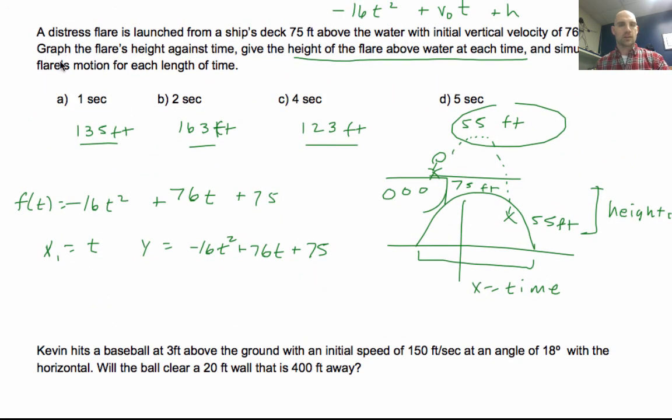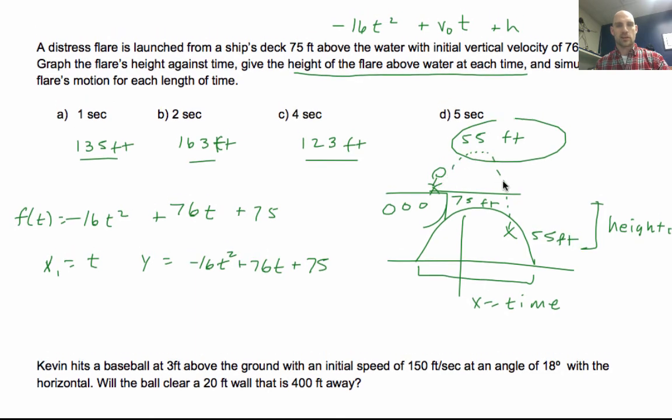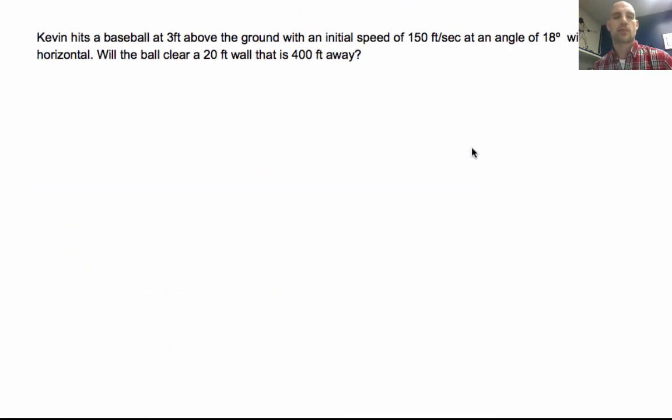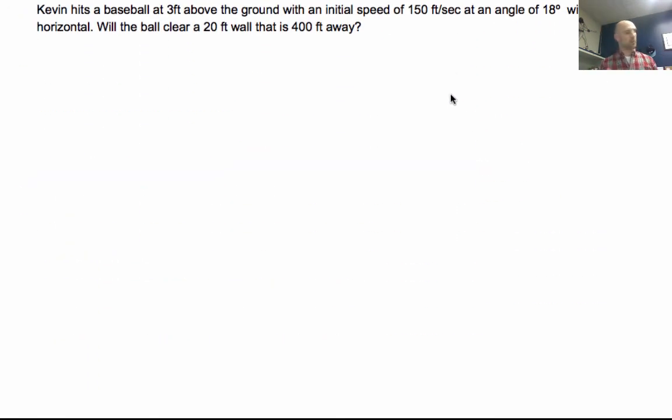So why didn't we simulate the flare's motion? Because we kind of did here. This is kind of the simulation, right? It goes up, and somewhere between 4 and 5 seconds, it comes down. Let's talk about baseball. I've got a guy here, and he hits a ball. Kind of looks like a sword.